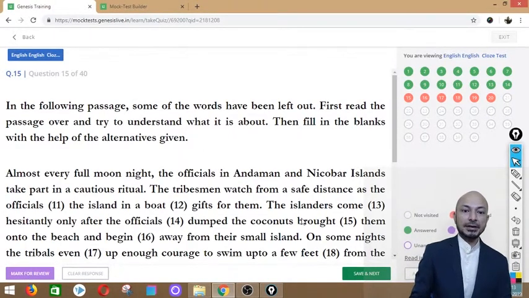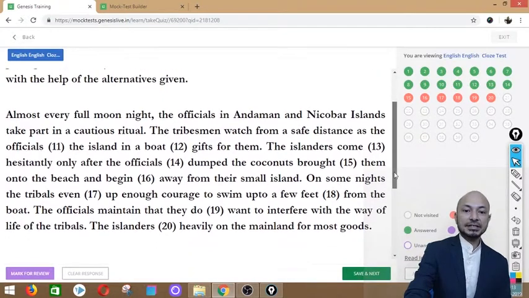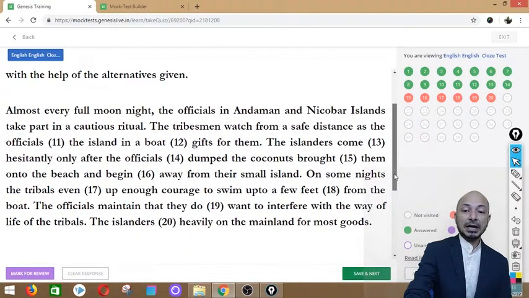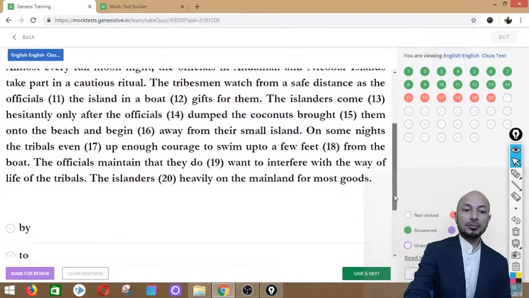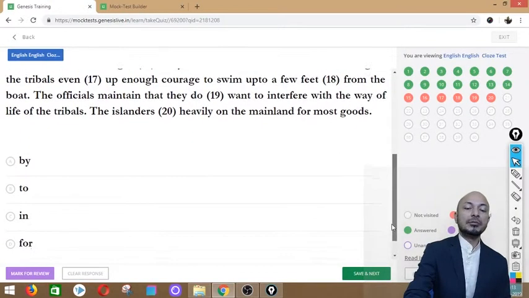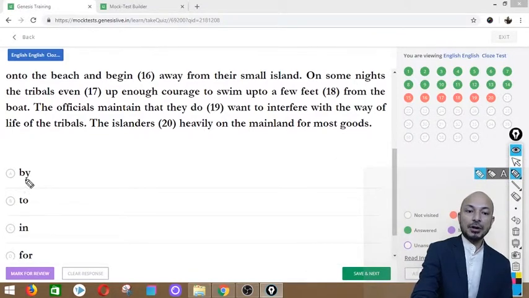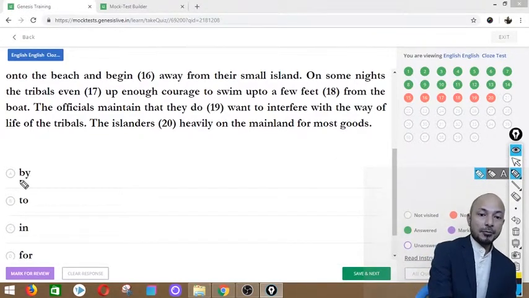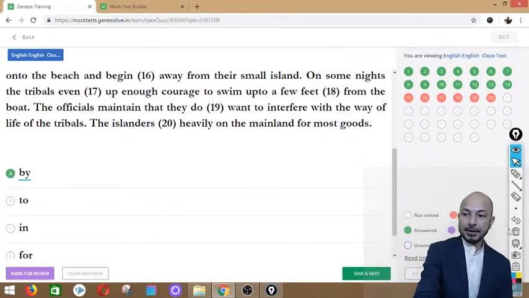So on to number 15, and in the same passage, let's read on. It says the islanders come forward hesitantly only after the officials have dumped the coconuts, brought dash them onto the beach. Brought by them, brought to them, brought in them, or brought for them. It's going to be option A, which says brought by them. Brought by them onto the beach. So we click option A and say save and next.